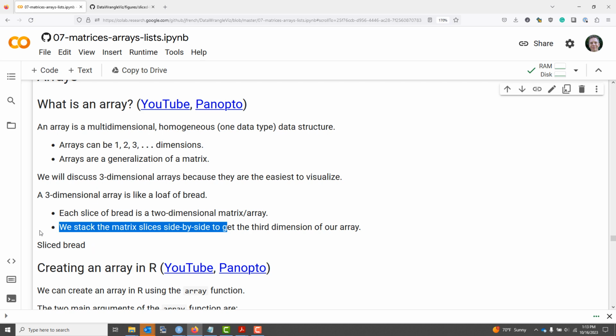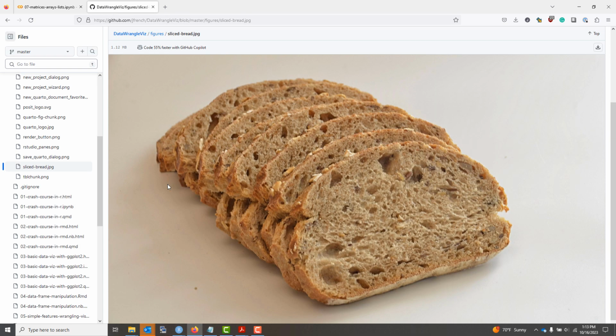There's supposed to be a picture of sliced bread here, but since that's not working, I pulled it up on my GitHub webpage. And so here we have a loaf of sliced bread, or at least part of a loaf of sliced bread. Each one of these slices of bread is a 2-dimensional matrix or array, and so that is only 2 dimensions. But as soon as we start stacking the slices side by side, we get the third dimension of our array. Technically, arrays can have more than 3 dimensions, but once we go beyond 3 dimensions, it's very difficult to visualize what the array might look like.